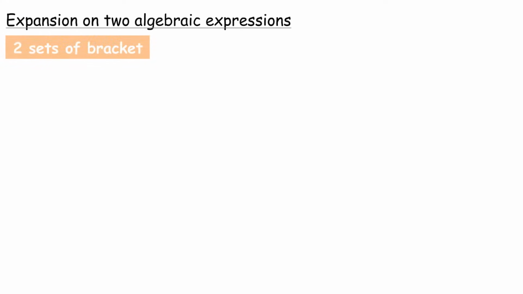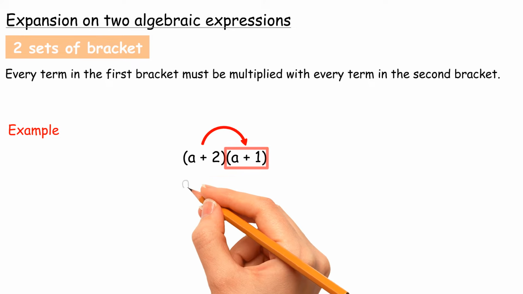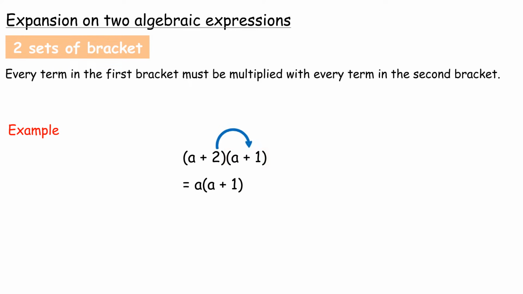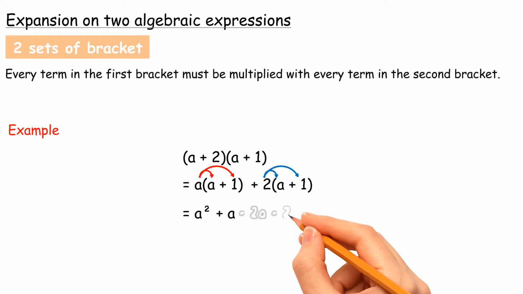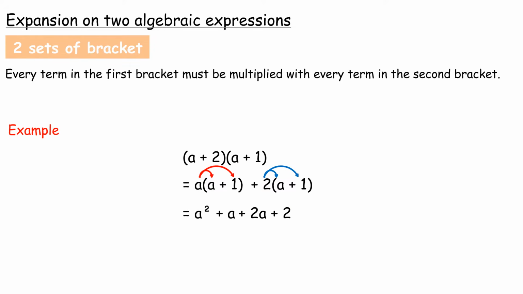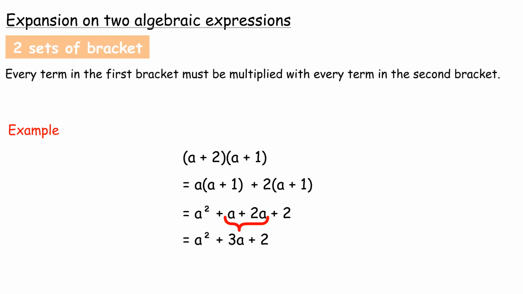Expand expressions with two sets of brackets. Every term in the first bracket must be multiplied with every term in the second bracket. Example: (a plus 2)(a plus 1) equals a times (a plus 1), plus 2 times (a plus 1), equals a squared, plus a, plus 2a, plus 2. The like terms a plus 2a can be combined. Equals a squared plus 3a plus 2.